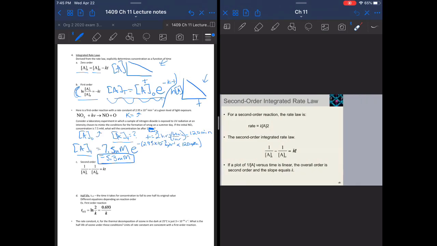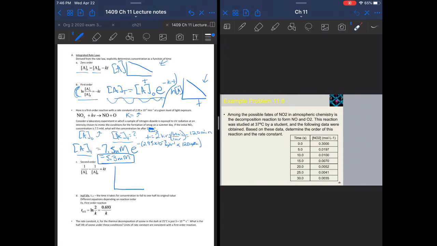Second order integrated rate laws, right, as the concentration changes, that affects the rate exponentially. And so the differential rate law looks different, and so the integrated rate law also looks different. You'll notice that instead of concentration or natural log of concentration, we're dealing with 1 over concentration. So when we go to graphing this, it's really interesting. We'll look at what they did over here on the slides.